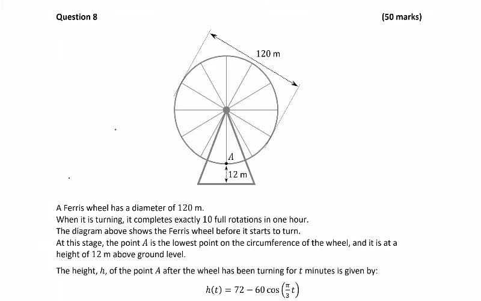Here we have 2022 question 8. This Ferris wheel has a diameter of 120. When it's turning, it completes exactly 10 full rotations in 1 hour. 60 minutes divided by 10, 6 minutes for 1 full revolution.